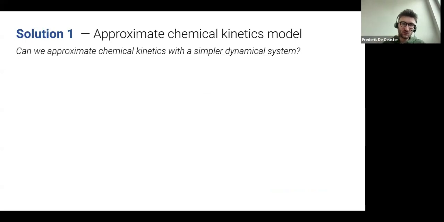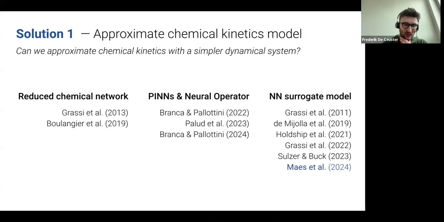And so the question we're going to ask ourselves is whether there is a way to approximate this entire chemical kinetics model. In particular, we will ask ourselves whether we can map this model to a much simpler dynamical system. If you look into the literature, there's a whole bunch of different approaches that you can find. The first thing that was tried, actually also in our group, is to look at a reduced chemical network. So basically there you ask the question whether all the 5,000 reactions that we have are actually necessary and whether we can't get away by just using fewer reactions.